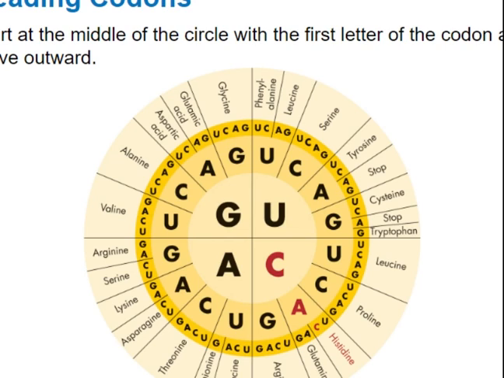Let's look at a particular codon. Let's look at CAC. We see it highlighted in red here. We read from the center to the outside. So we read CAC, and we can see that codon codes for histidine.